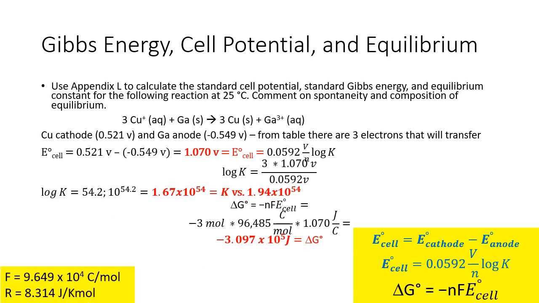All right, we have the same initial information as before, but we're going to be plugging our values into the alternative E cell equation instead. When we solve for K this time, we're going to do 10 raised to both sides because we now have log base 10. And when you do that, you get 1.67 times 10 to the 54th, which is actually fairly similar to the 1.94 times 10 to the 54th. They're the same order of magnitude, but they are distinctly different numbers.